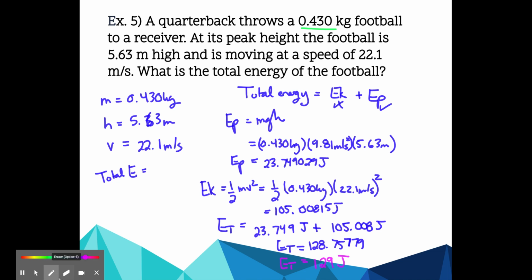Okay, guys, so that's kinetic energy. And yes, kinetic energy and potential energy relate to each other. I hope we made that clear. Let me know if you have any questions. Have a good rest of your day.